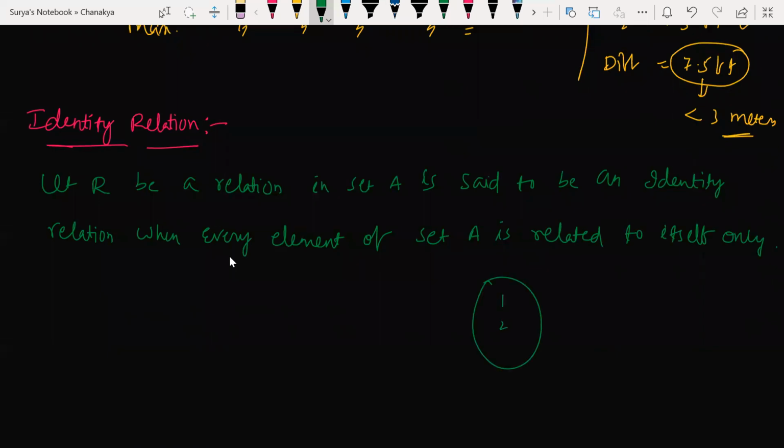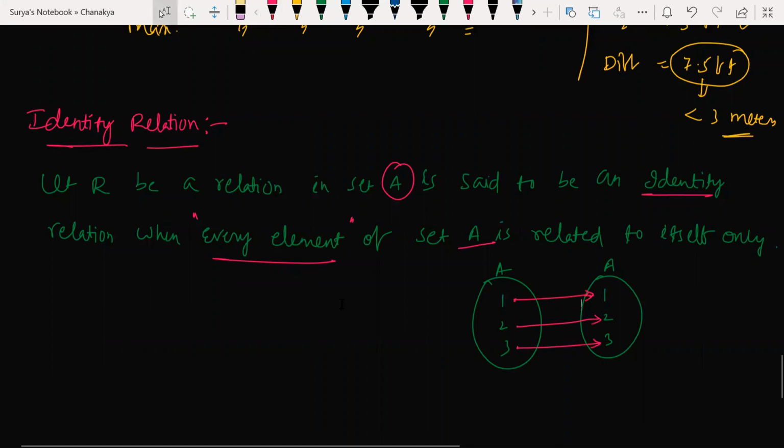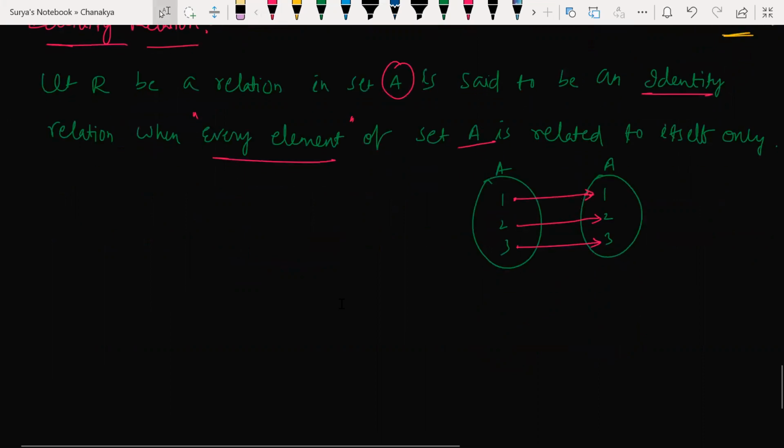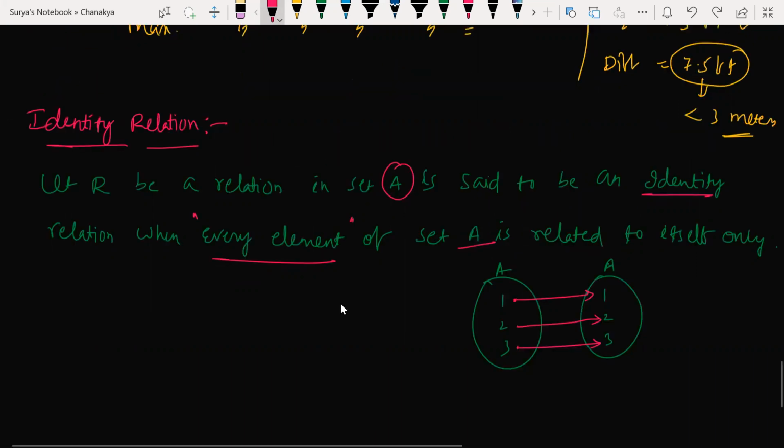Let's say that set A is 1, 2, 3, and another 1, 2, 3. So a relation from set A to A. What he has given in the definition is: R be any relation in set A is said to be an identity if every element of set A is related to itself. So 1 should map with 1 only, 2 should map with 2 only, 3 should map with 3 only. Understood my point? So you can't say that 1 goes with 2 and 2 goes with 1. It's not going to be possible like that.